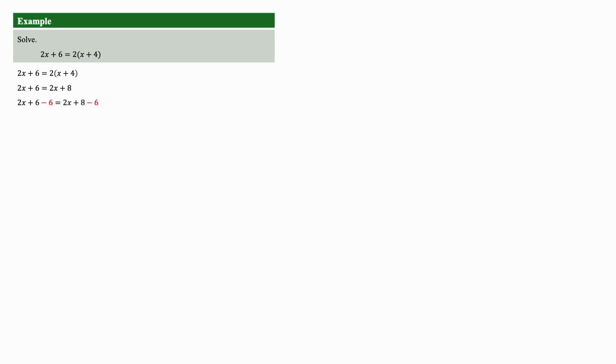Now we subtract 6 from both sides, or you can subtract 8, it's up to you, but you're still going to get the same answer. Then we get 2x equals 2x plus 2. Now, when we try to isolate the variable onto one side of the equation, we subtract 2x from both sides, but we get 0 equals 2 after all this simplification. So 0 cannot equal 2. So this is a contradiction, because this is a no solution situation.